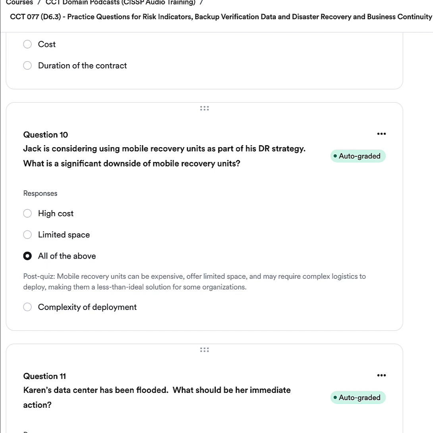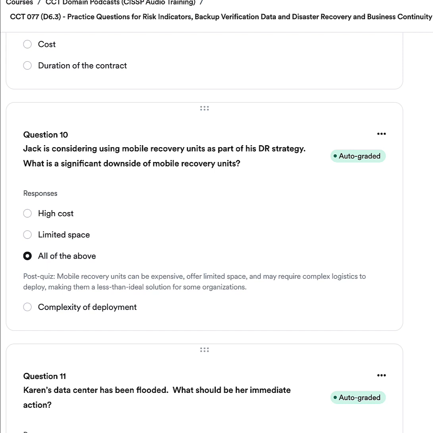A, high cost. B, limited space. C, complexity of deployment. Or D, all of the above. And the answer is D. They are everything on that list. They are high cost, they are limited space, and they are very complex to deploy. You want to think about this. You would not do this at a small or mid-sized company.